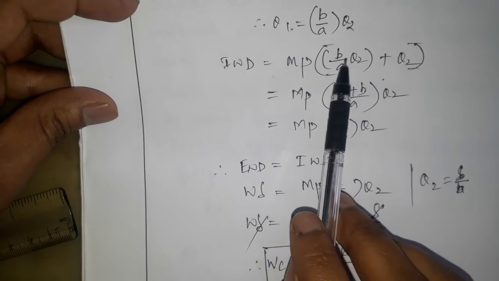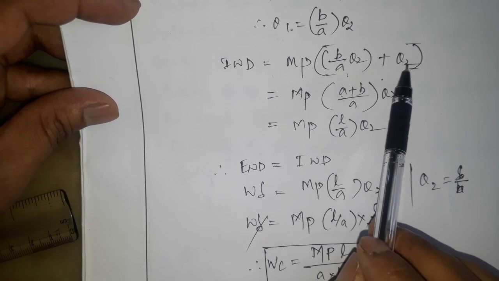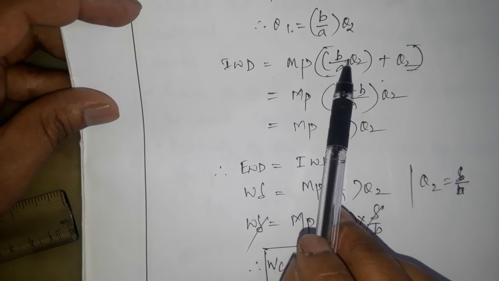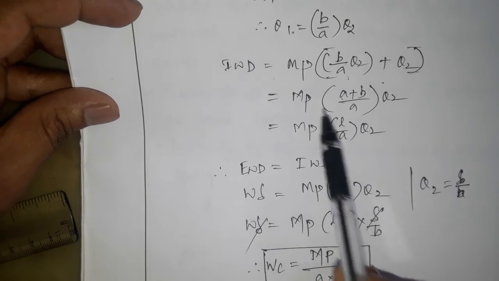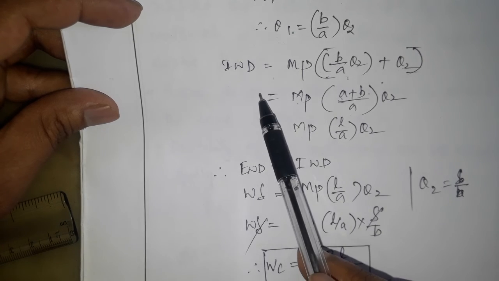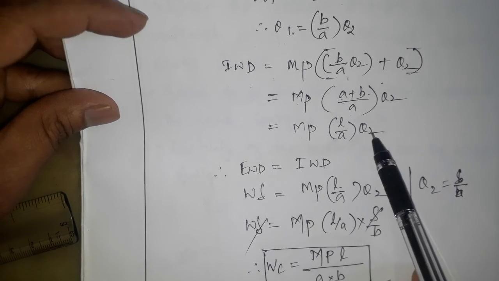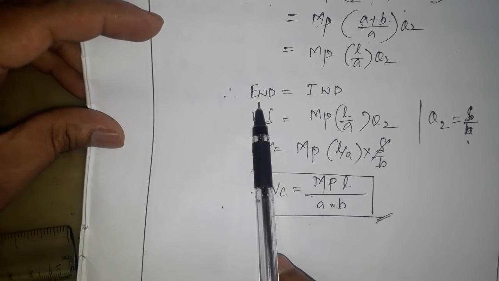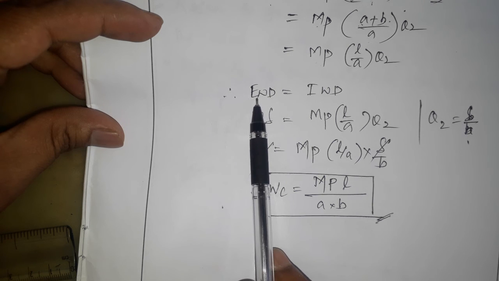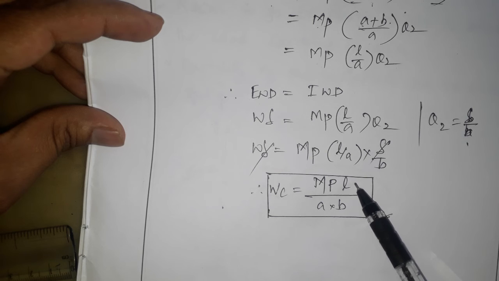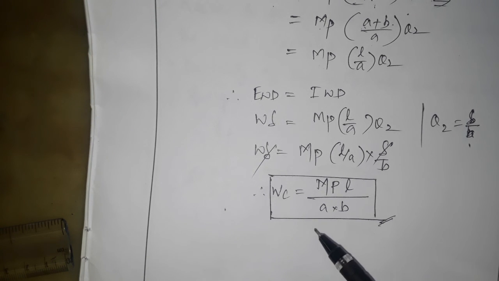But here the value of theta 2 you have to substitute. Because I have got theta 1, I use the value here. If you get theta 2, you have to use this value here, and the MP should be A plus B divided by A theta 2. So we get the internal work done MP into L by A into theta 2. Again theta 2 is delta by B. Therefore the external work done should be equal to the internal work done. By equating, you will get WC as MP into L divided by A into B, that is MP into L divided by AB.